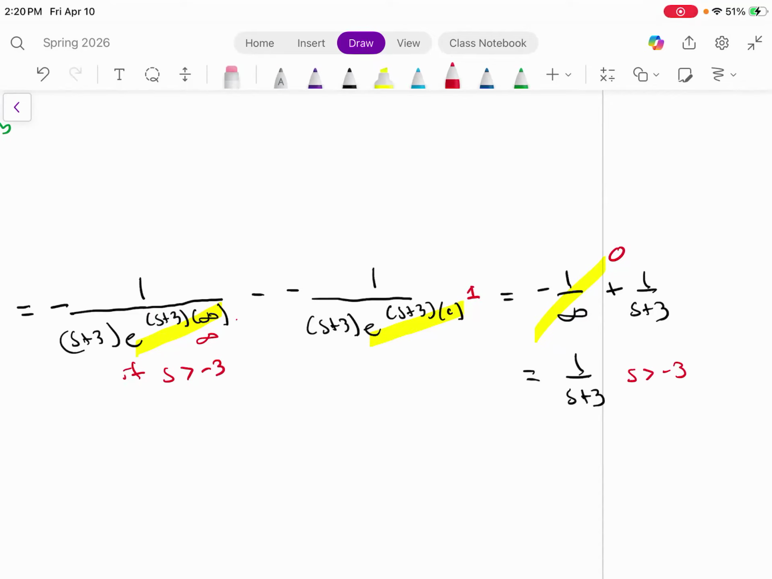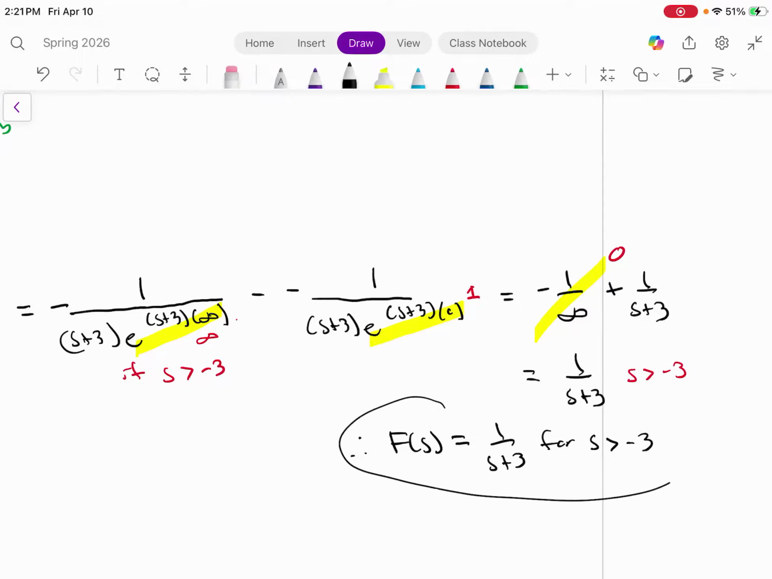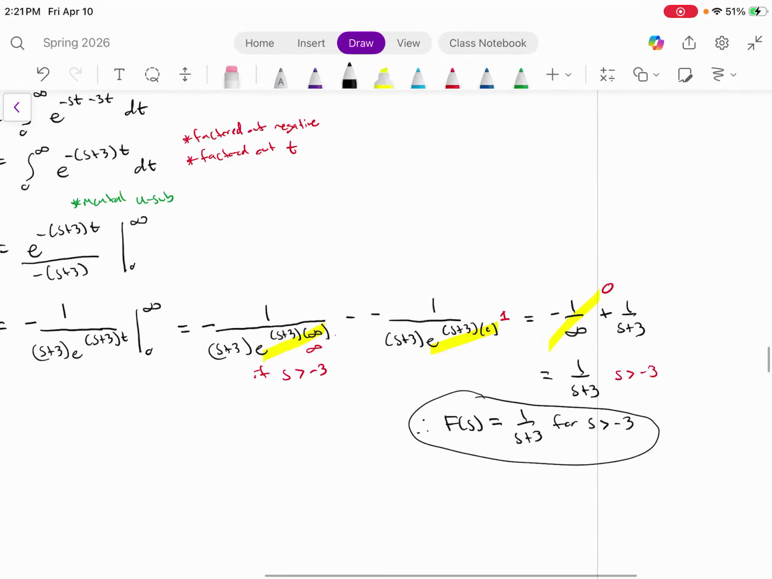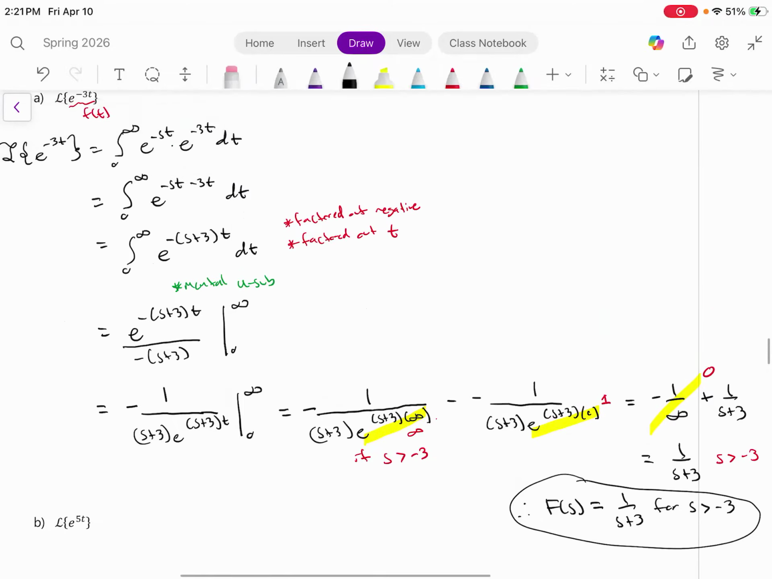So therefore, our solution is 1 over s plus 3 for s greater than -3. Okay, so that's example A.